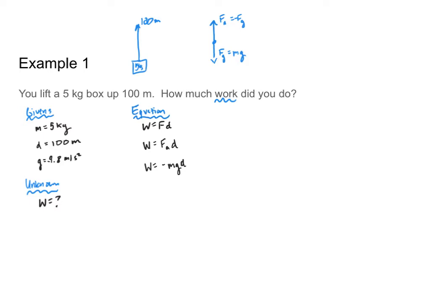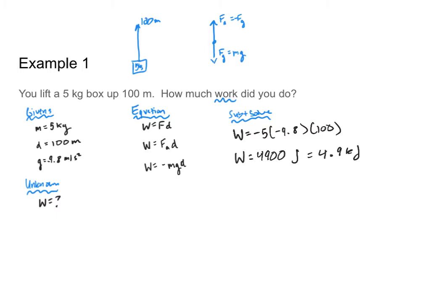Now that I have simplified my equation to only include my givens and unknown, I can start to sub and solve. So I know that work is equal to negative mg. Plugging in my numbers, my work is equal to negative 5 times negative 9.8 times 100. When I multiply that out, I'll find that my work done is 4,900 joules, or 4.9 kilojoules. And there you go, guys. I have calculated the work.